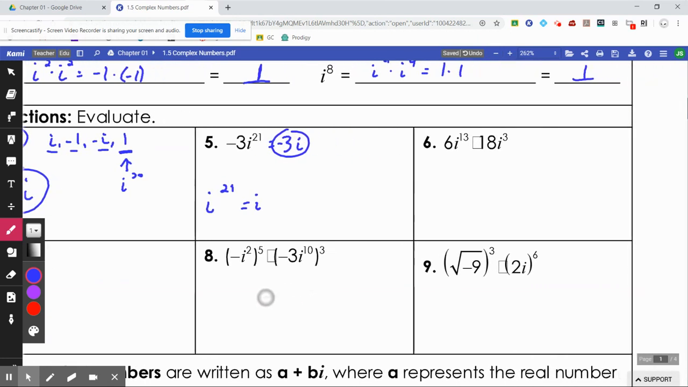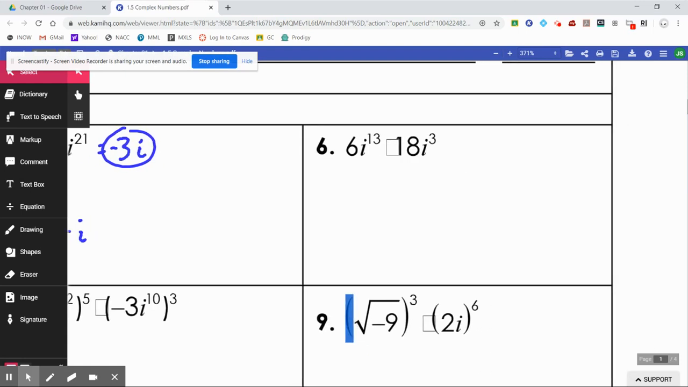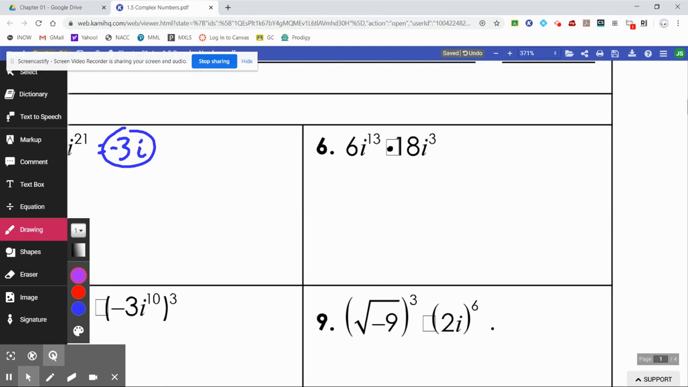So there's really no such thing. Never leave your answer as i to the 5th, i to the 6th, i to the 7th. Always evaluate those. Okay, number 6, and for some reason, this is supposed to be a multiplication dot. For some reason, it got left off. So let me do that. So we're doing 6i to the 13th times 8i to the 3rd.